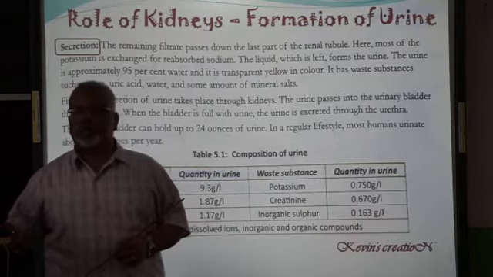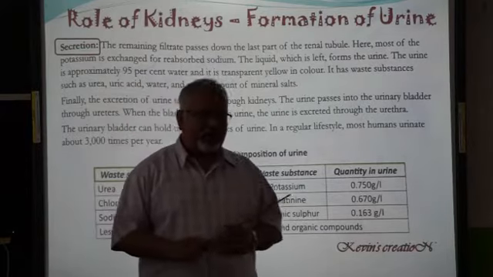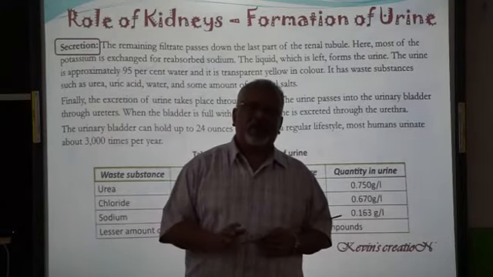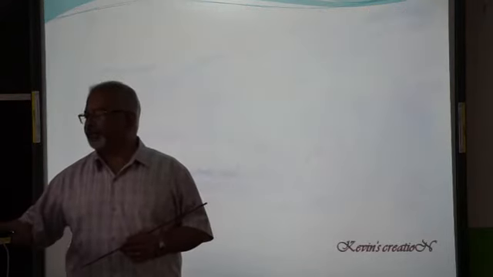So this was the third stage of formation of urine. The first one was glomerular filtration, the second one was reabsorption or selective absorption, and the third one is secretion.